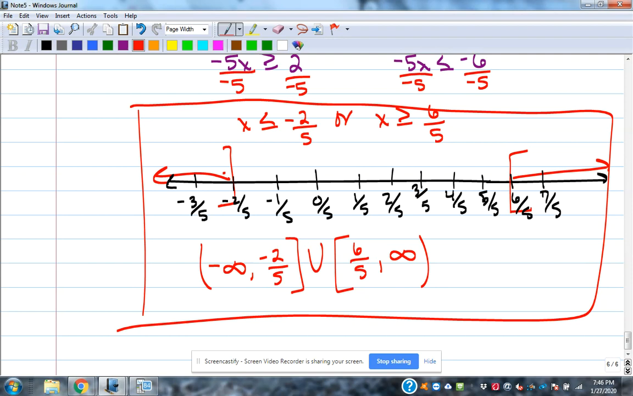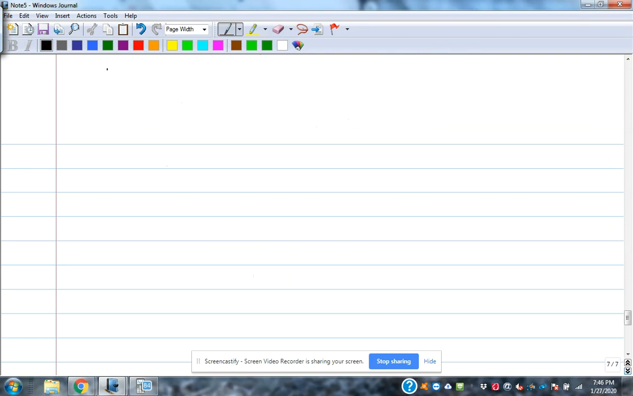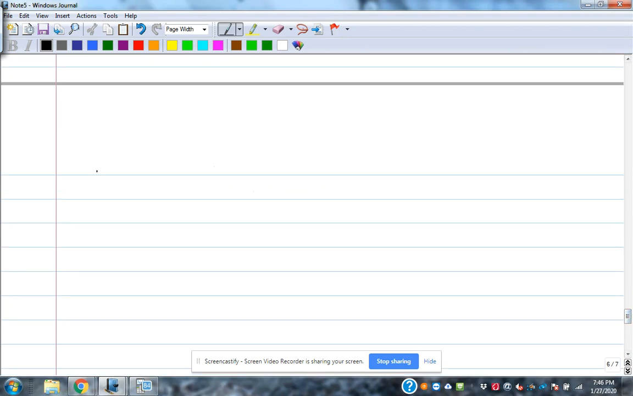Questions about those so far? Had a couple of or problems. You can guess what's next. Let's do negative 2, absolute value of 3x minus 8, close the absolute values, plus 1 is greater than or equal to negative 9.